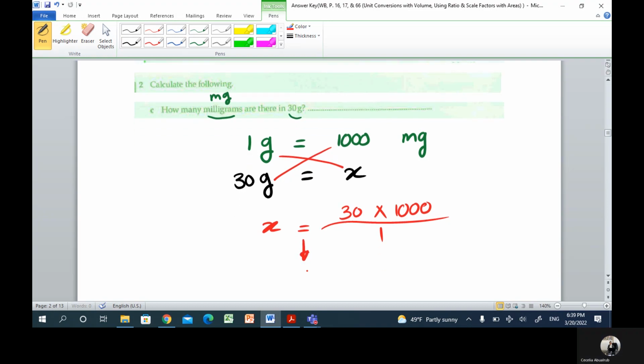And 30 times 1,000, it's 30,000 milligrams. Okay, 30,000 milligrams. So the answer here, how many milligrams in 30 grams? It's 30,000 milligrams.